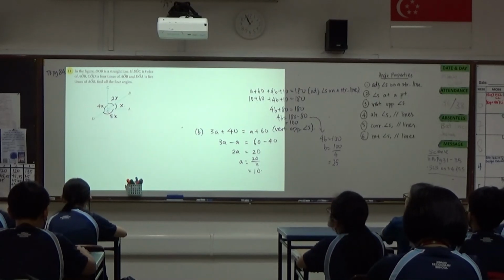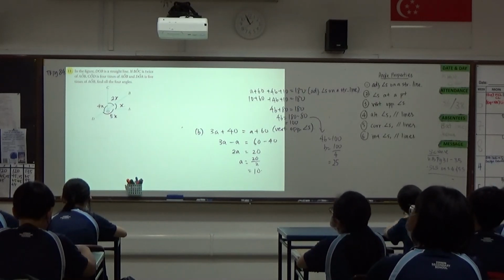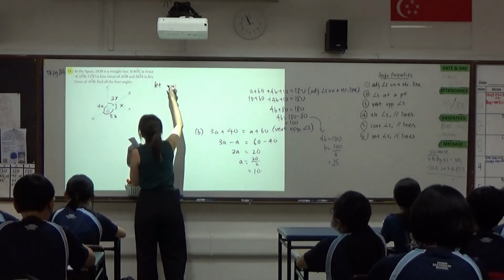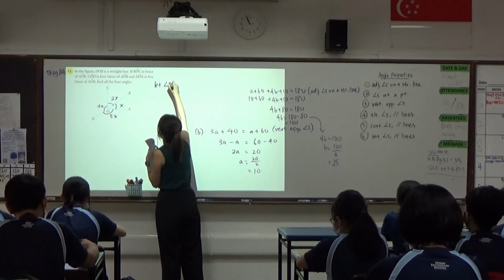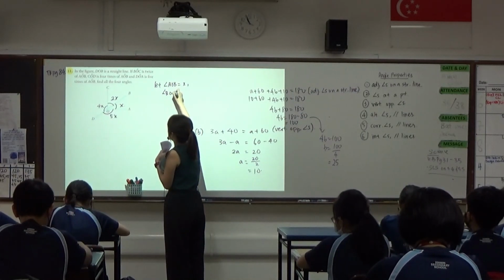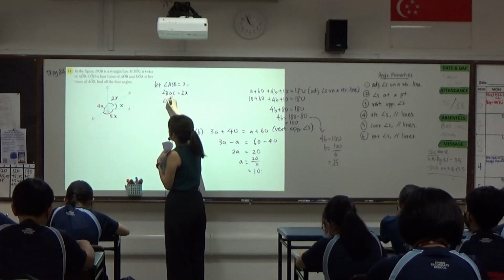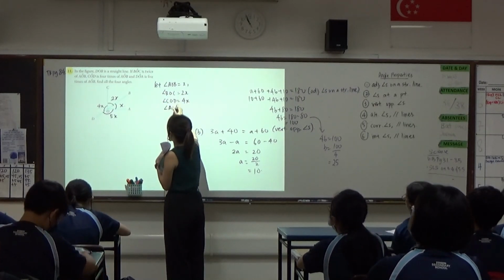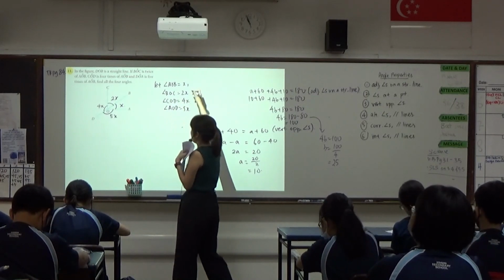So we need to define it, don't just draw inside your diagram. We let angle AOB equal x. We write it all out.